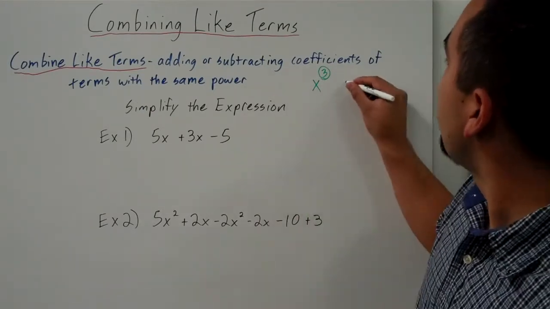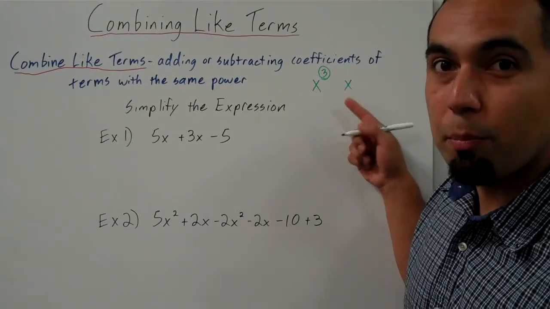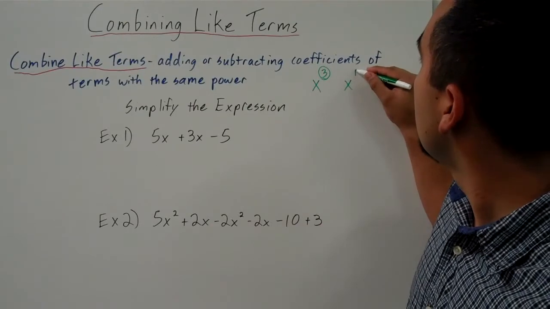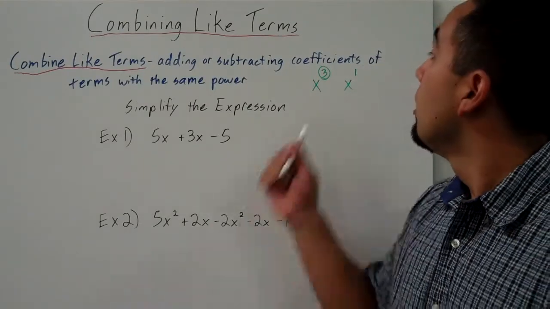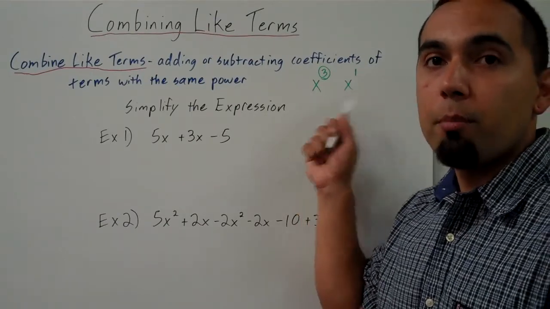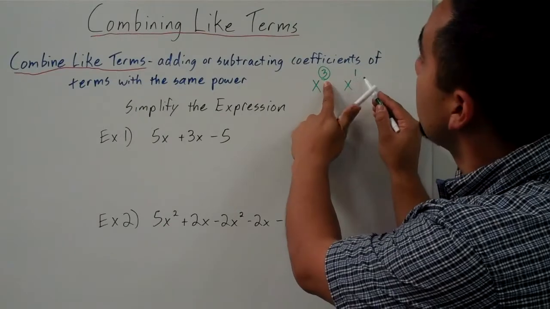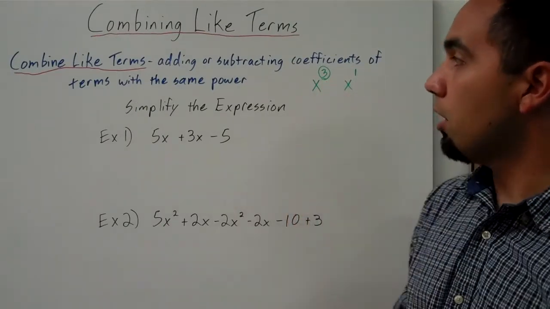And if there is no power there, if we just say x, we have to remember that that means there is a power. The power is 1. So these would not be like terms, which means we would not be able to combine them because their powers are different. Here we have a 3, here we have a 1.